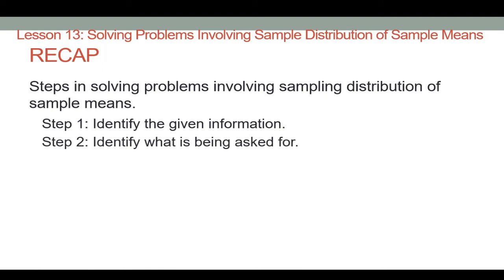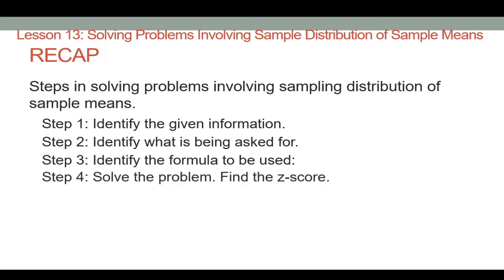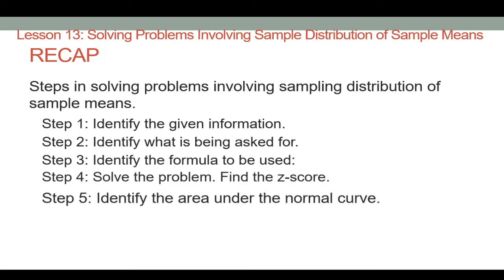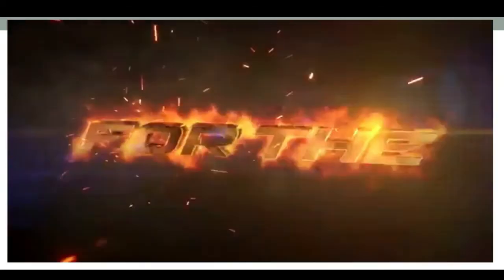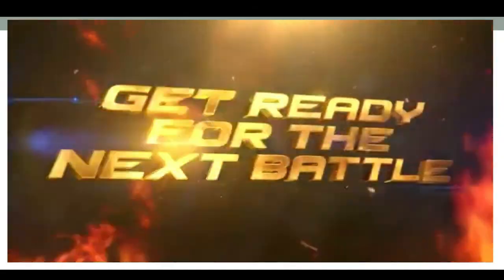Then, what is being asked? Then, we identify the formula to be used. We solve the problem, we find the z-score, then we identify the area under the normal curve. So, nakuha ba? Ito yung 5 steps, okay? So, ngayon, magka-practice na tayo. Get ready for the next battle.